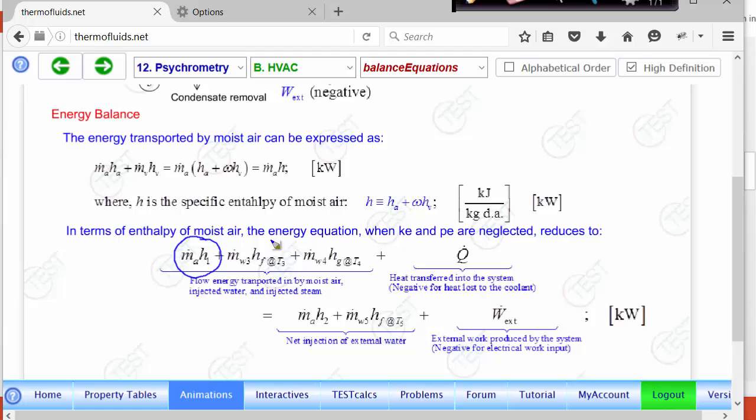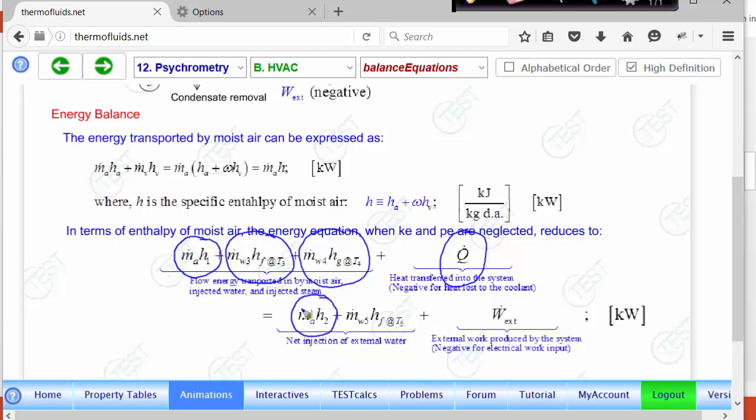And then the enthalpy that is carried in by the water injection: if I know the mass flow rate of water, and I can find the enthalpy of water from the steam table, the saturation table, then we know the water enthalpy. This is the enthalpy of steam coming in. These are all the energy carried by the flow, and this is the energy added by heat transfer. This is the energy carried out by moist air at the exit at state 2.